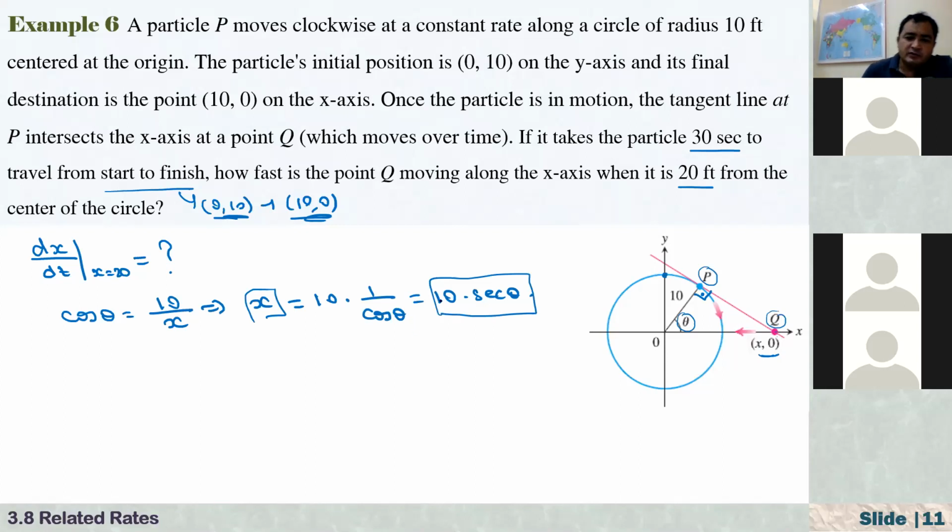Okay. So now, if I differentiate this again with respect to t, both sides, what do we have here?